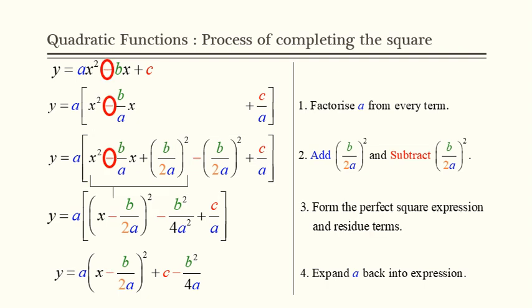At this juncture, it is important to note that if the quadratic function has a negative linear term, the perfect square expression follows as x minus b over 2a all squared.